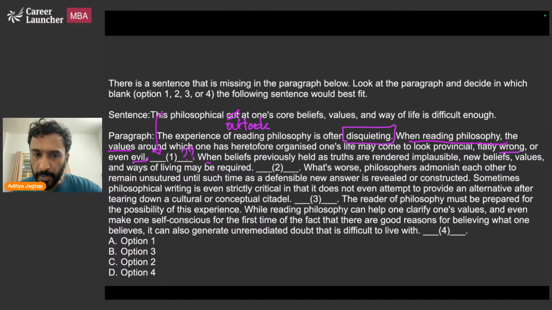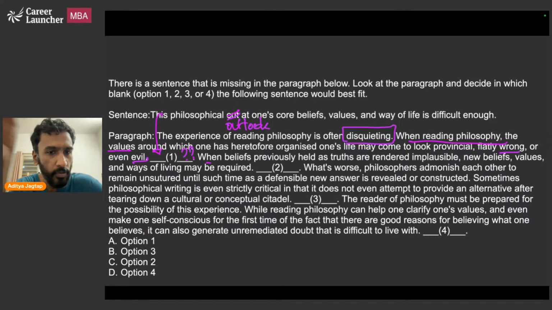When beliefs previously held as truths are rendered implausible, new beliefs, values, and way of living may be required. What's worse, philosophers admonish each other to remain unsuited until such a time as a defensible new answer is revealed or constructed. All right. So now you notice here that what's worse is being said.